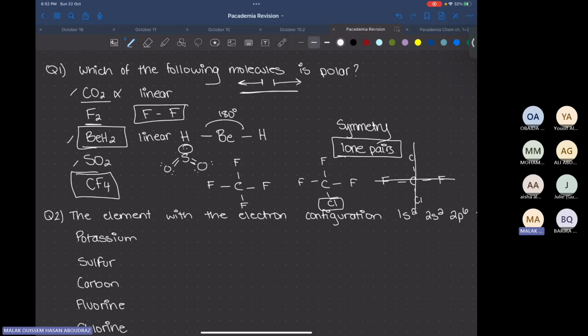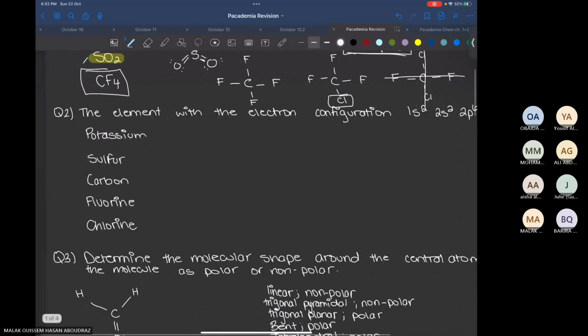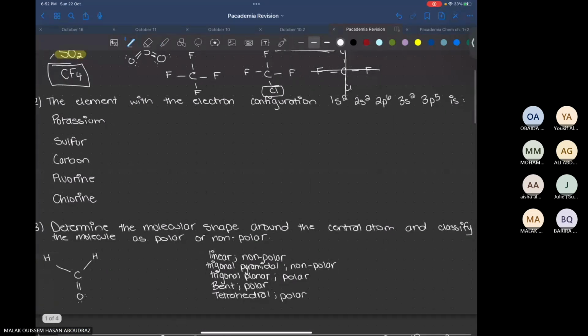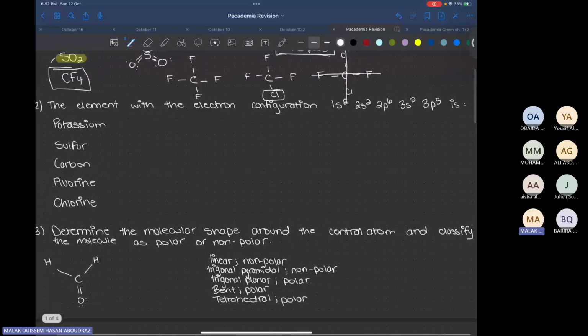Okay, so whenever you're seeing if something is polar, you look at two things: symmetry, meaning if all the atoms attached to the carbon are the same, and if there's a lone pair present. Okay, you guys got this question? Yeah. Okay. All right. Next question.